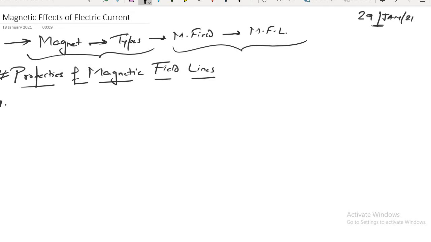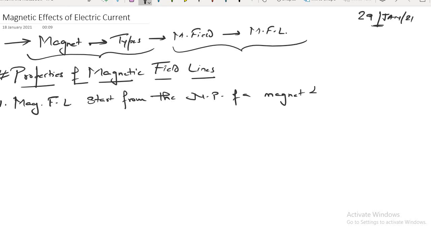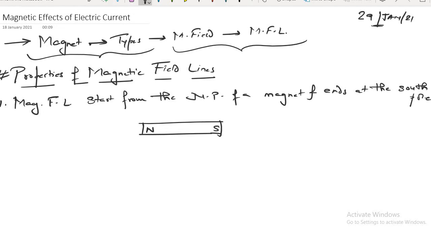See, the first property is that magnetic field lines start from the north pole of a magnet and end at the south pole. Is that clear to you? Suppose this is a bar magnet with the north pole and the south pole. So magnetic field lines start from the north pole and they will end at the south pole. Clear? Like this.